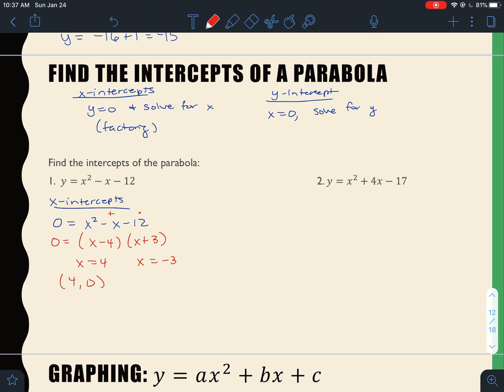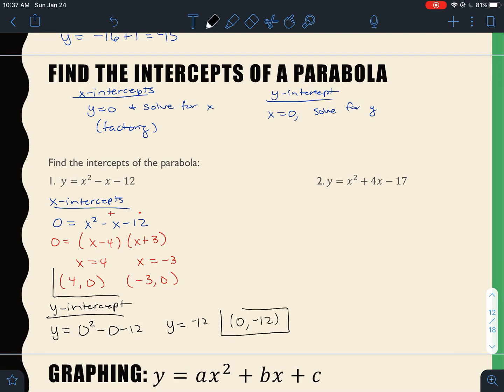So the points (4, 0) and (-3, 0) are going to be my x-intercepts. To find my y-intercept, you let x be 0. So I'm going to plug in 0 for all my x's. So 0 squared minus 0 minus 12. So my y-intercept is going to be when y is negative 12, or at the point (0, -12). So those are going to be my 3 intercepts for that parabola.